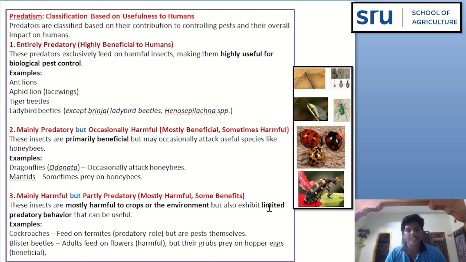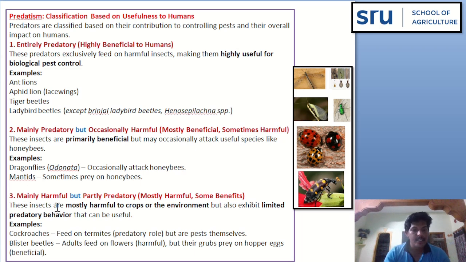Next category is mainly predatory, but occasionally harmful. For example, dragonfly and mantids. They are mainly predators, but sometimes they attack honeybees. That's why they are occasionally harmful. Therefore, these are mostly beneficial to man, but sometimes they are harmful also.